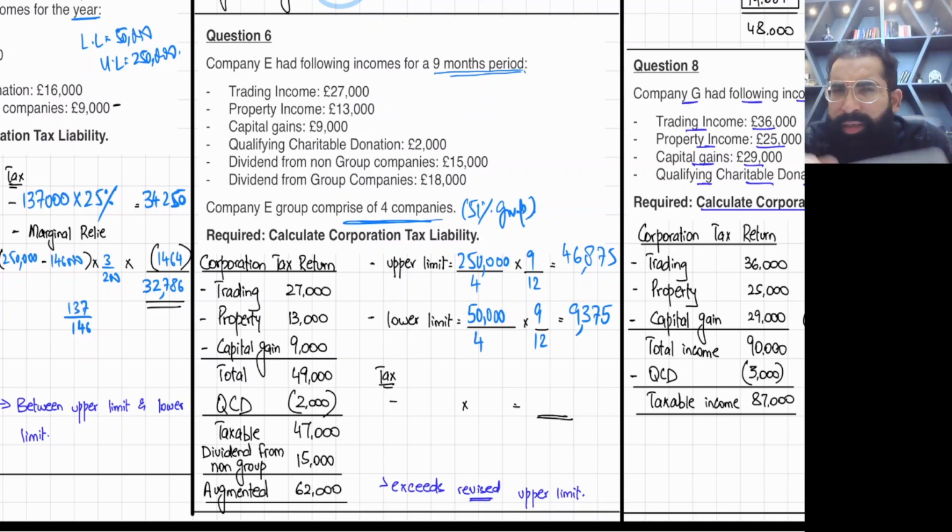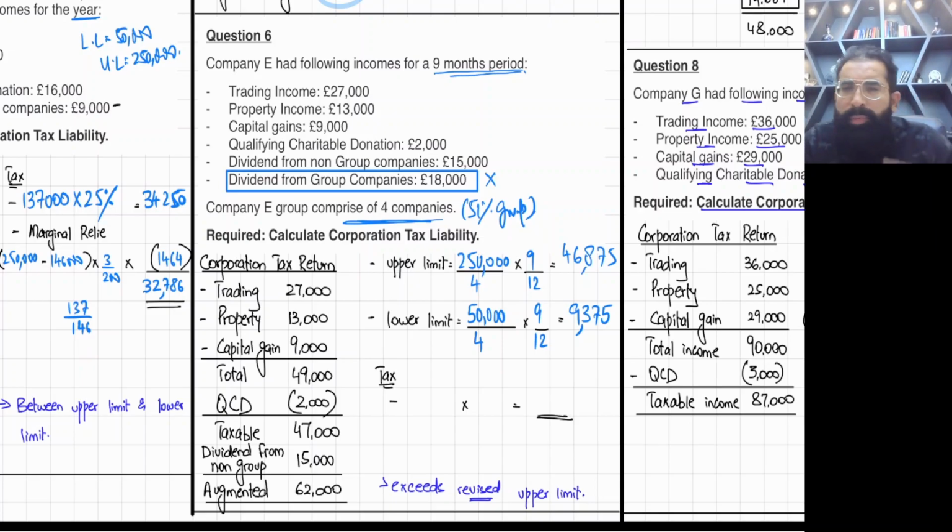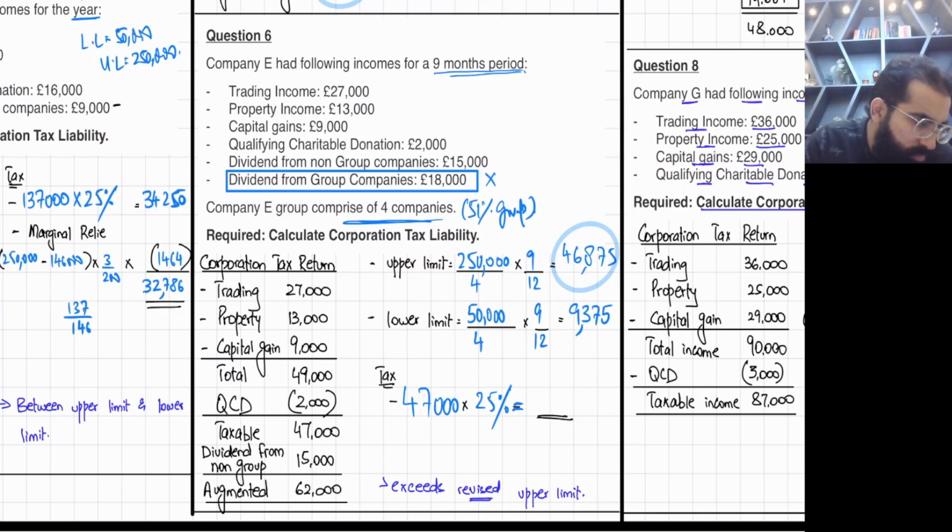Now check it out. The return has already been made. This is easy, don't worry about this format. Trading income, property income, gains, then total income, less QCD. You get taxable income, then dividend from non-group companies. But again, dividend from group companies is totally irrelevant. So now just pick up the AP. Augmented profits is 62,000, which is greater than your upper limit. So again the flat tax rate of 25% will be applied and no marginal relief is available. So this will be 11,750.